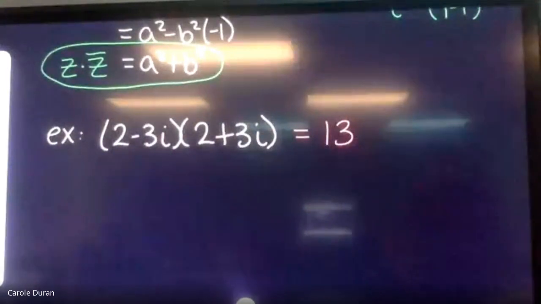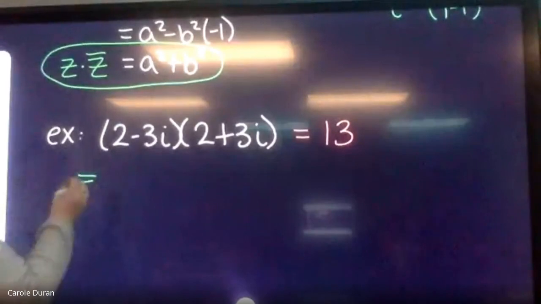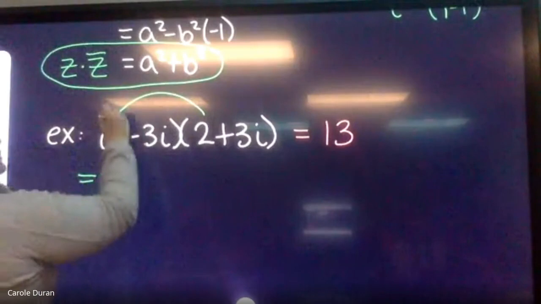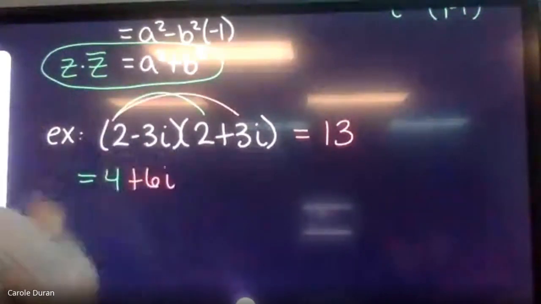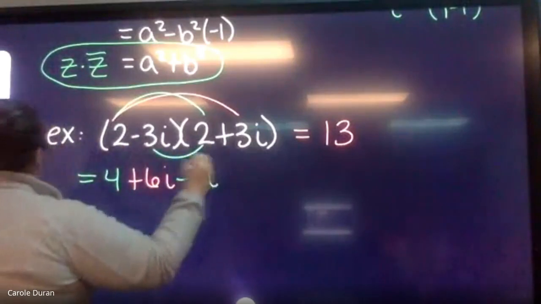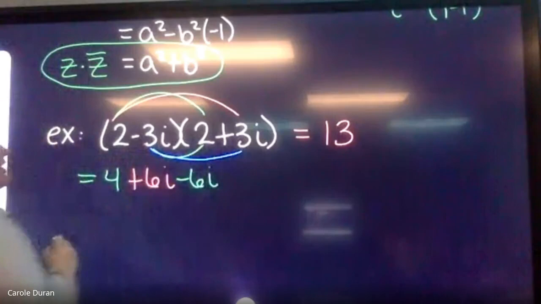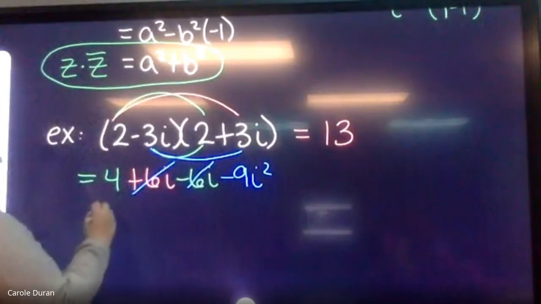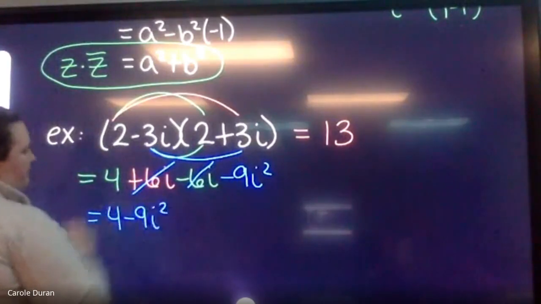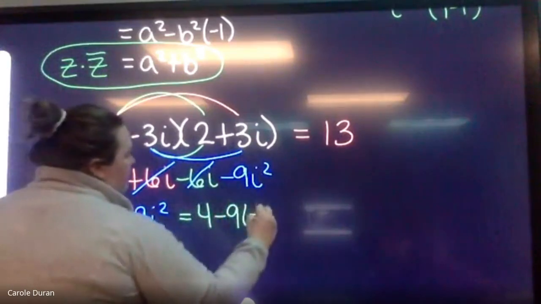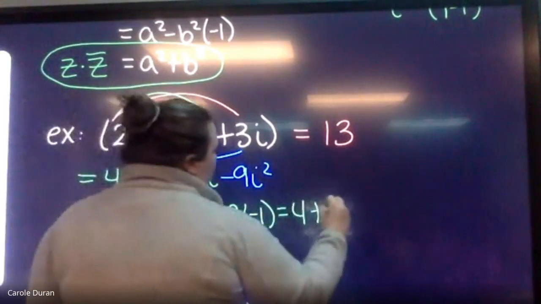Okay, let's FOIL. So 2 times 2 is 4. 2 times 3i is 6i. 2 times negative 3i is negative 6i. And negative 3i times 3i is negative 9i squared. These cancel, leaving me with 4 minus 9i squared. i squared equals negative 1. So this becomes 4 minus 9 times negative 1, which becomes 4 plus 9, which equals 13.